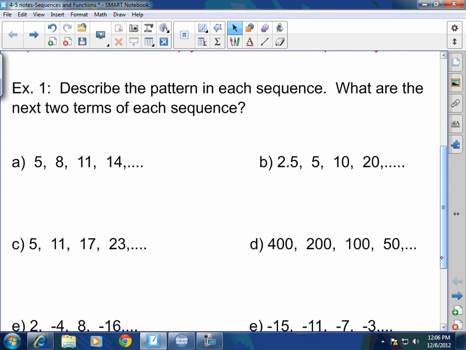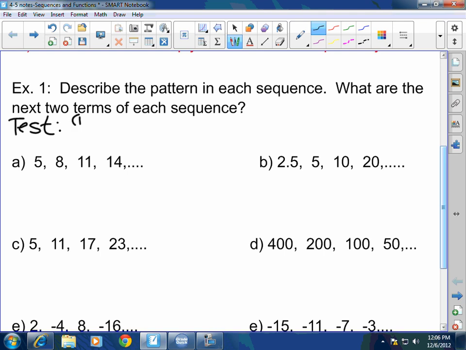Okay, so we want to describe each sequence, and then we want to find out what are the next two terms of the sequence. Now, remember there's two types of sequences, guys. An arithmetic that is adding the same number over and over and over, and a geometric sequence that is multiplying the same number over and over and over. So how the heck do we test?